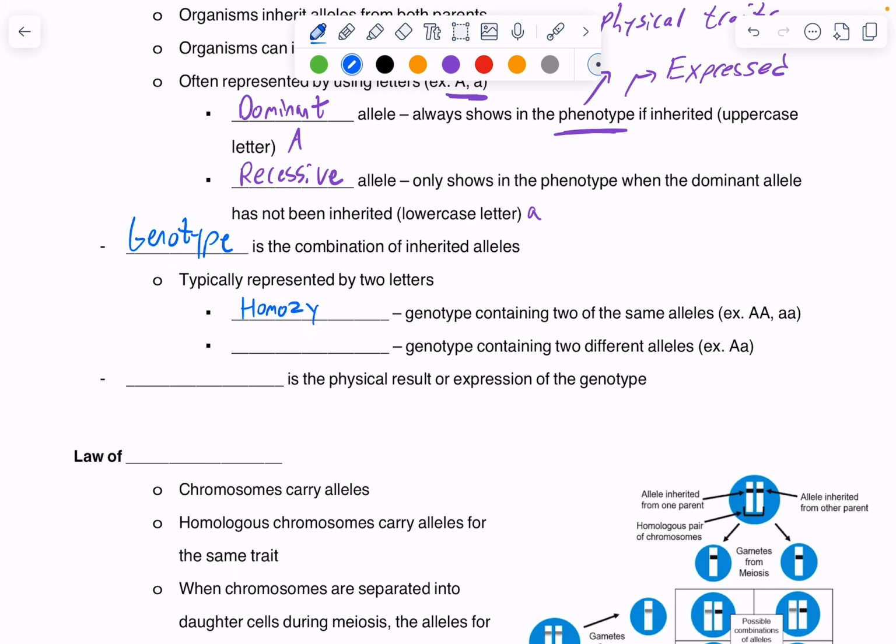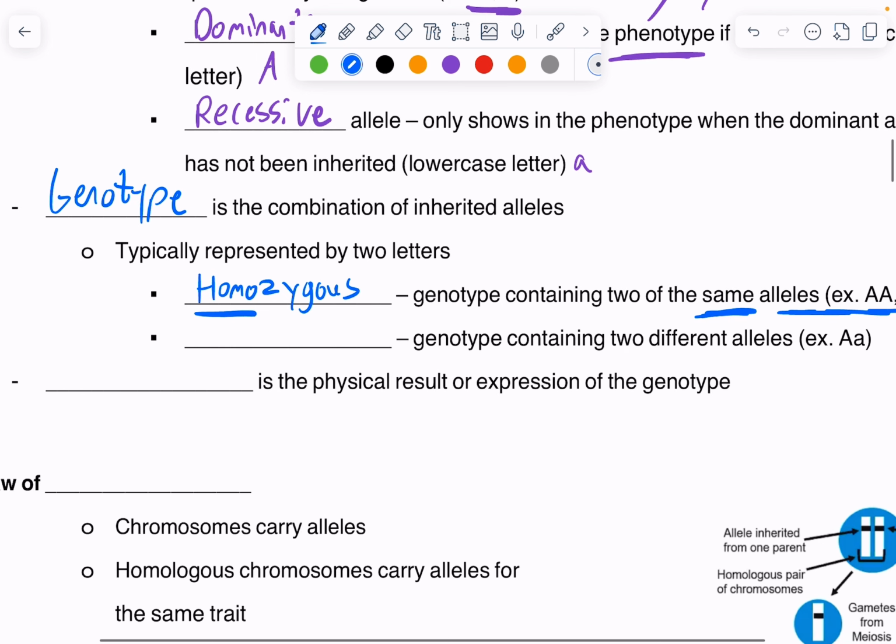homozygous genotypes, right? Our prefix homo means the same. And so this is when you inherit the same alleles from both parents. So that can either be homozygous dominant or homozygous recessive. You can't just say homozygous. That is not enough information. You have to clarify.